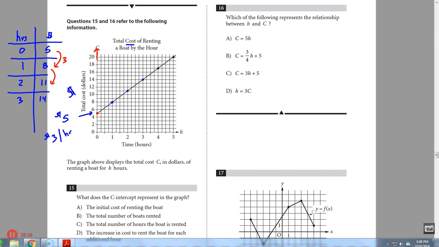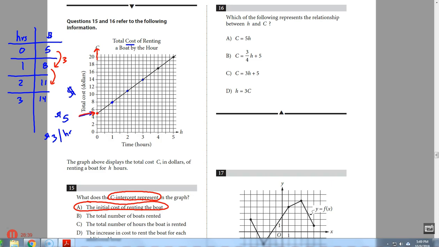So it says the graph above displays the total cost. What does the C-intercept represent? Well, the C-intercept is right here. So that 5 represents basically the flat fee or the starting fee. So it looks like the initial cost of renting the boat. I believe that's A. The initial cost is just how much it is up front. And then you're going to pay more depending on the hour.